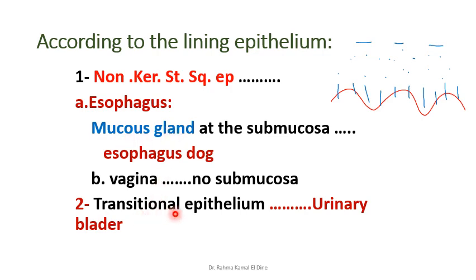If the epithelium is transitional, it is urinary bladder. How do I know the transitional epithelium? Non-clear, non-wavy basement membrane, and all the nuclei are rounded. The most superficial cells appear dome-shaped. It is urinary bladder.